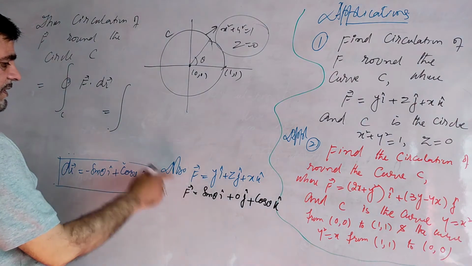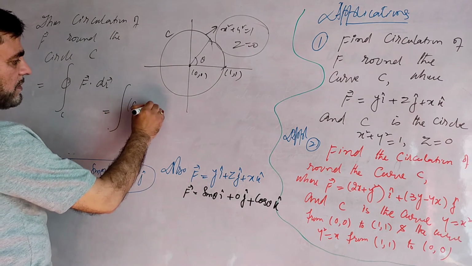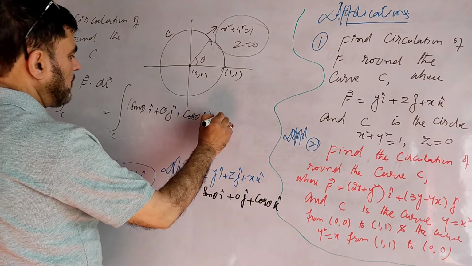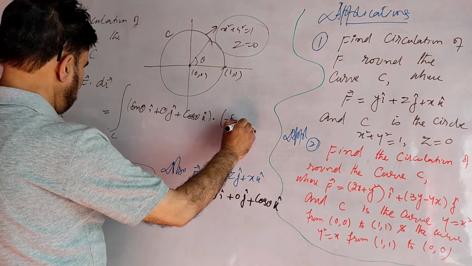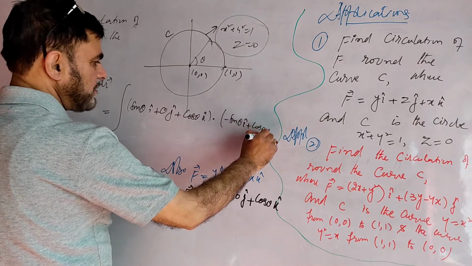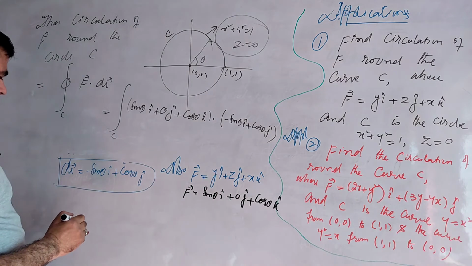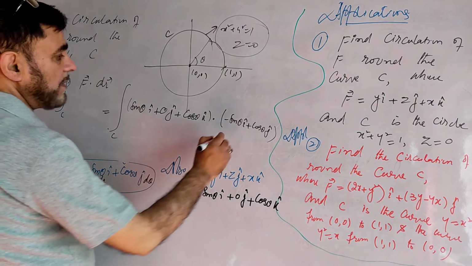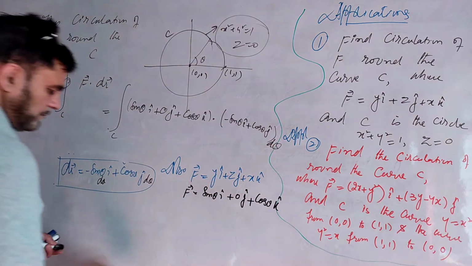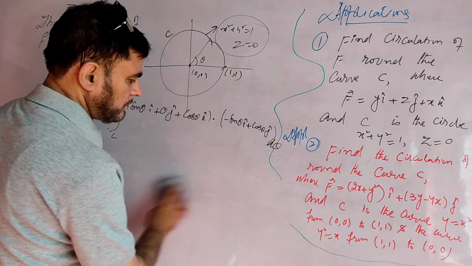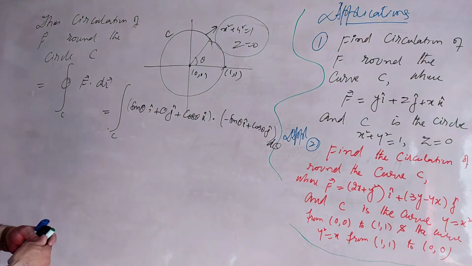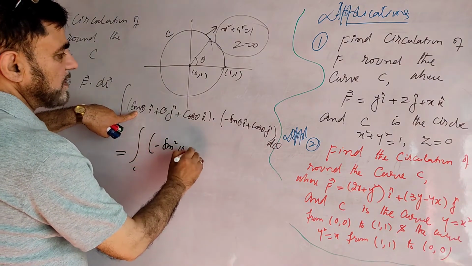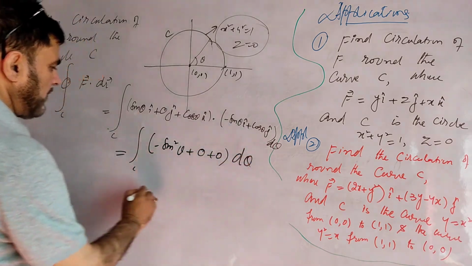Let us first write it. What is this? F is your sin theta i, 0 j, plus cos theta k, dot, it is minus sin theta i plus cos theta j, into d theta. Well, it is along the curve C. When you compute this, it is minus sin square theta plus 0, d theta. This will be your integral.